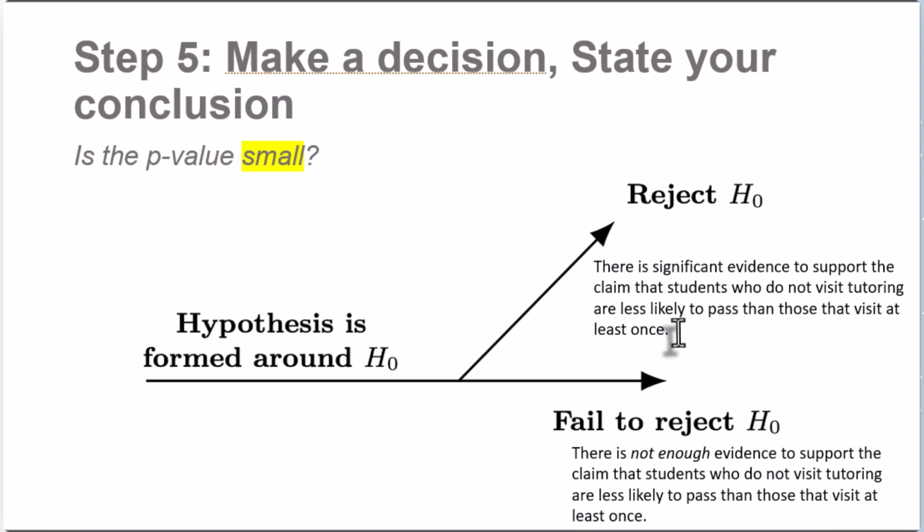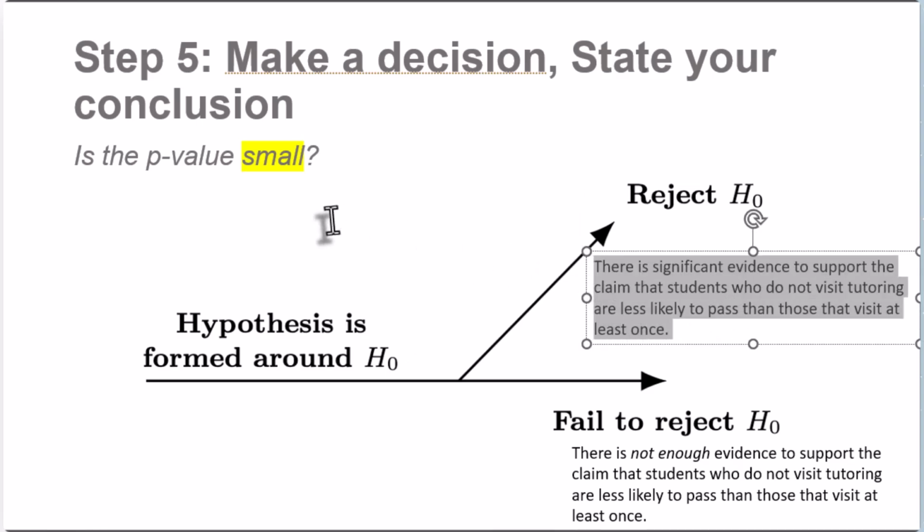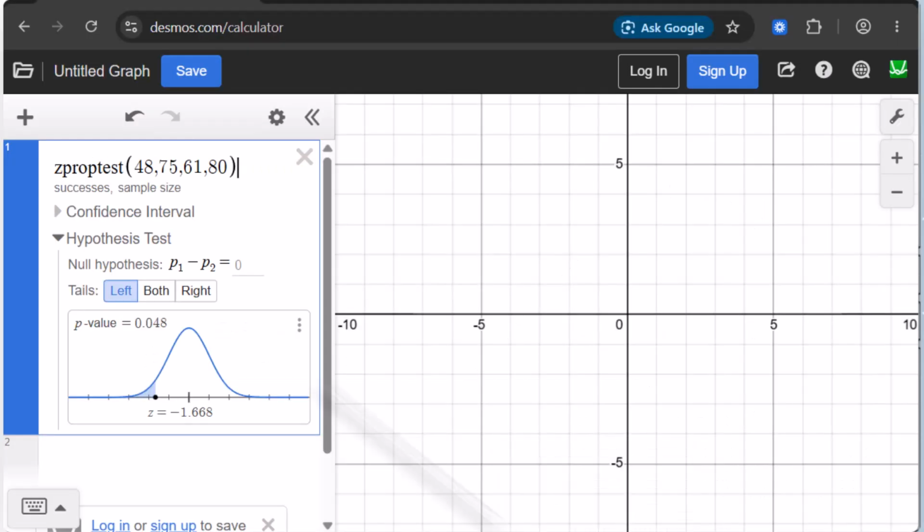So we would state the conclusion something like, there is significant evidence to support the claim that students who do not visit tutoring are less likely to pass than those that visit at least once. So there does seem to be evidence for this claim that tutoring increases the likelihood to pass a class. We're kind of borderline here, so this isn't super strong evidence, but it is statistically significant at that 0.05 level.